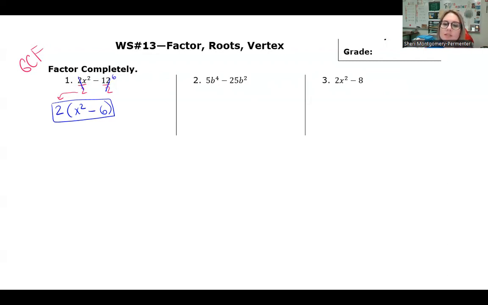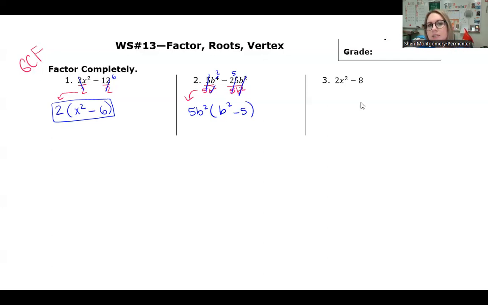For the second problem, what's the biggest number that can divide into 5 and 25? What about the B's? What's the most amount of B's that I can pull out of both of them? B squared. So that gets written out into the front. Anything over itself is 1. So I'm left with B squared. 25 divided by 5 becomes 5. And B squared over B squared is just 1.